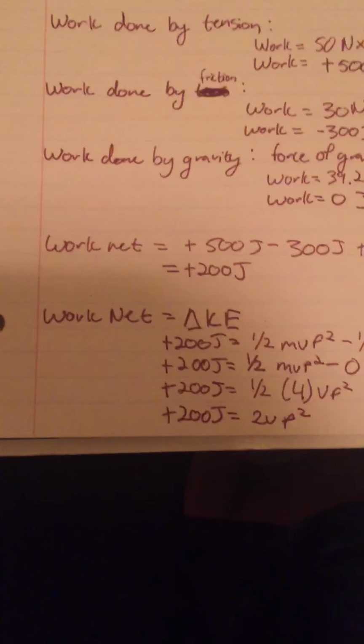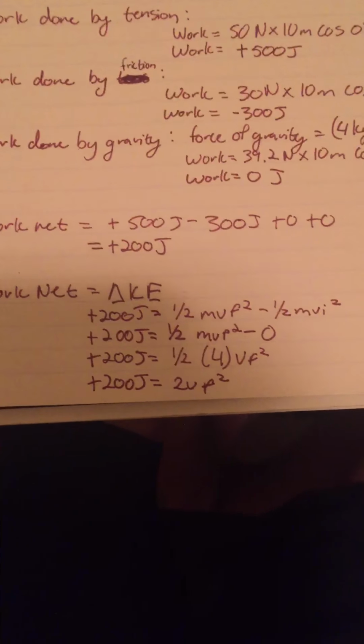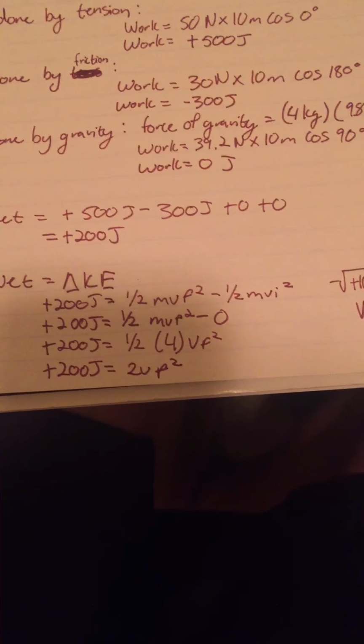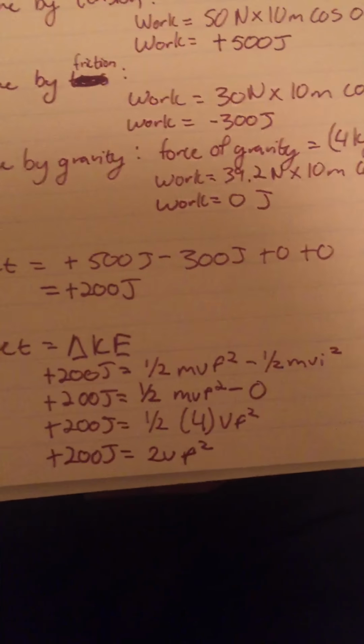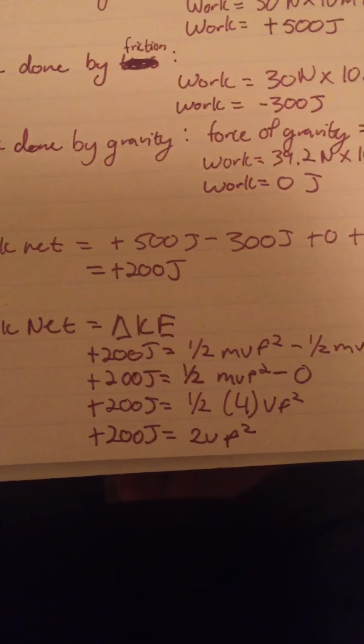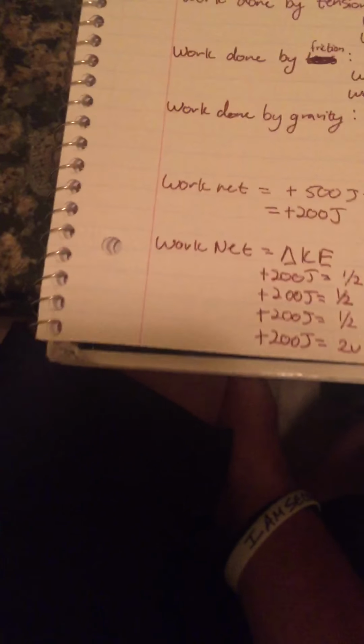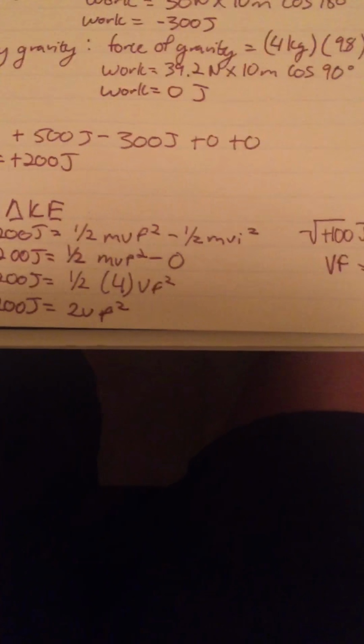And to figure out the net work, you do plus 500 joules minus 300 joules plus 0, and that gives you 200 joules. And to figure out the final speed, this is the equation I used. And we end up figuring out that the final velocity for the trash can at the end was 10 meters per second, and that is how you solve this problem.